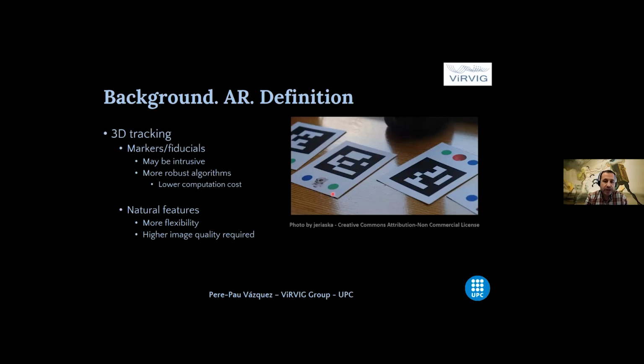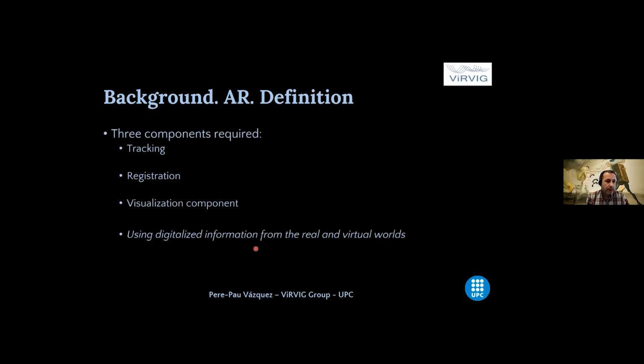For example, tracking with these markers, it's pretty easy. It's not very costly, but it's intrusive. If we want to track freely, we need to try to monitor natural features, which can be a little bit more problematic. And in some cases, we require higher image quality in order to perform the tracking properly. So it's more costly.